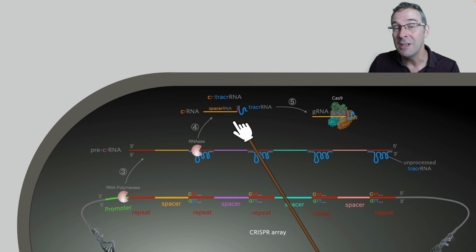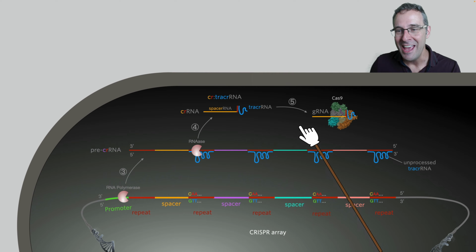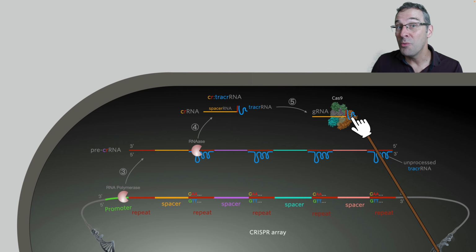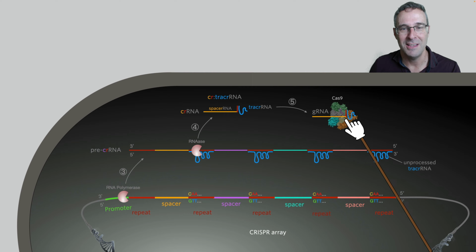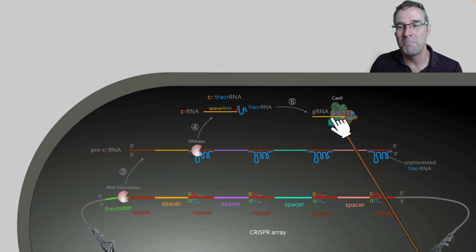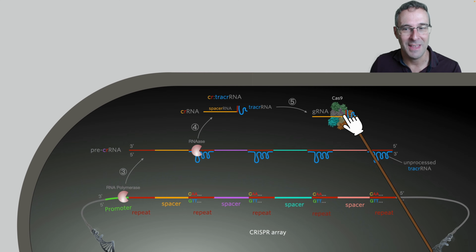Now that molecule gets picked up by an enzyme called Cas9. Cas9 grabs that CRISPR tracer RNA and holds onto it. And now we refer to it as gRNA, or guide RNA. Okay, so guide RNA is CRISPR tracer RNA, but it's CRISPR tracer RNA that's attached to a Cas9 enzyme.